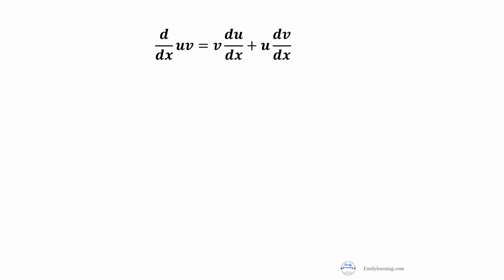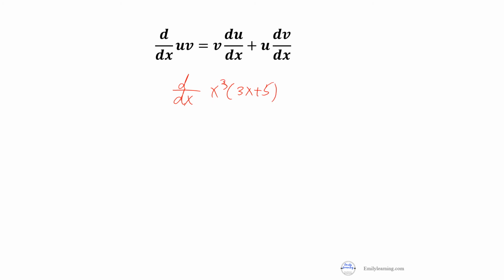Alright, you also have the product rule. If you have two functions being multiplied together, to differentiate it, you will keep one, differentiate the other, plus keep the other, differentiate the one. Let me give you an example. For example, I want to differentiate x cubed times 3x plus 5.